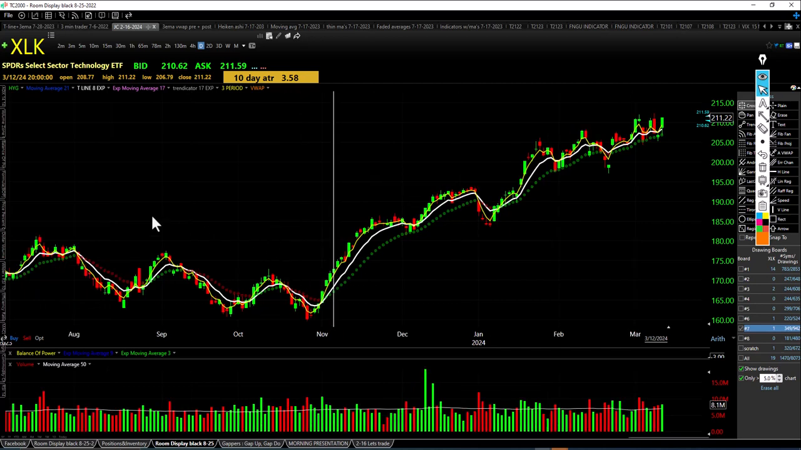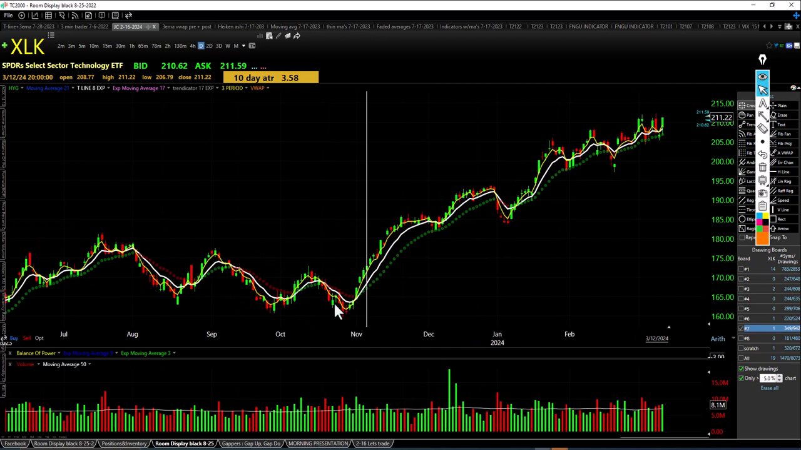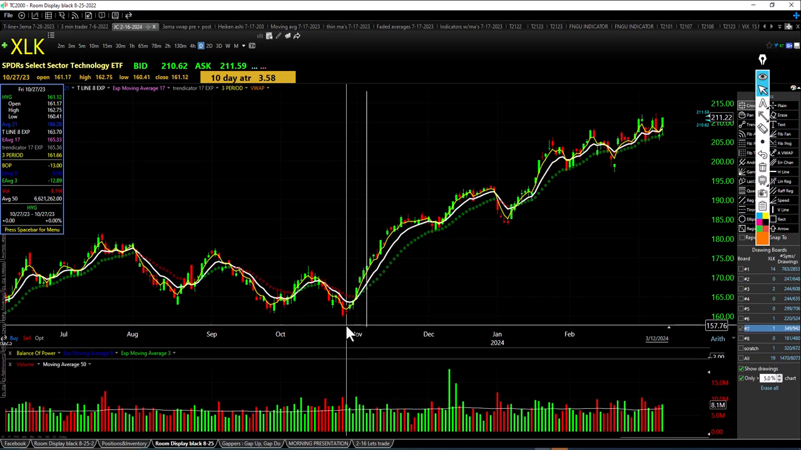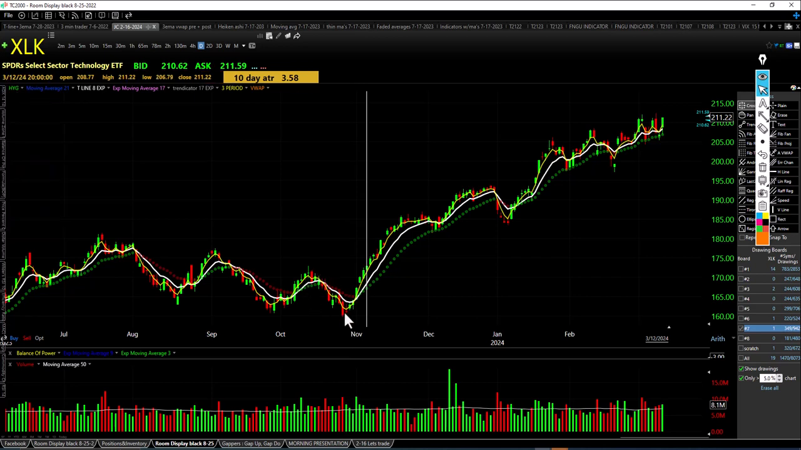And if you don't know this, pretty much 98% of the time, technology is going to lead us out of a recession or out of a downtrend. Now let's look at XLK to see when it stopped moving down. All right, so we look at that. So it stopped moving down on 10/27. Notice that. Okay, so the XLK flinched first.